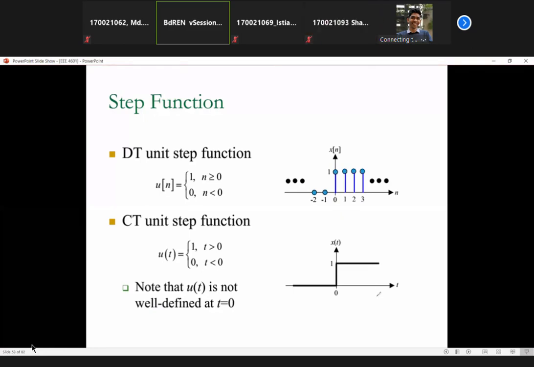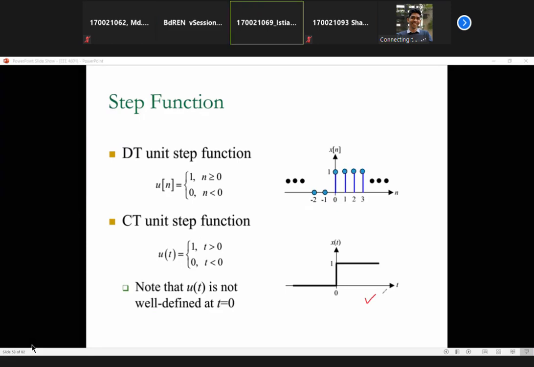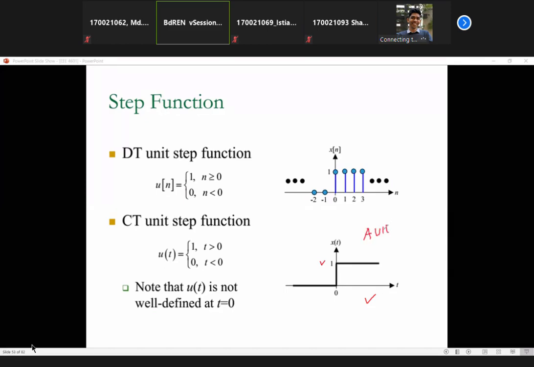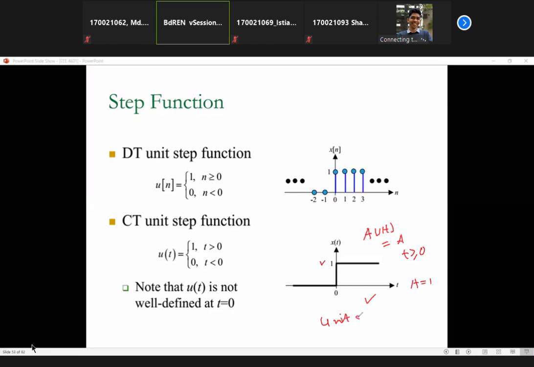this figure. What is it? A step function. Okay, it is a unit step function. We call it unit step. The reason is that the step size is 1. If we generally define the step function, we usually define it in this way. This function has a value equal to A for time t greater than or equal to 0. When A equals 1, we call it unit step function.